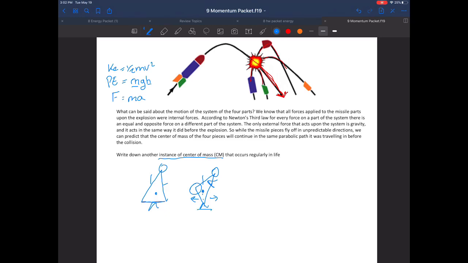So whenever you lean over to pick something up, notice that you'll stick your butt out in order to compensate for your mass leaning forward and keep your center of mass above your feet.